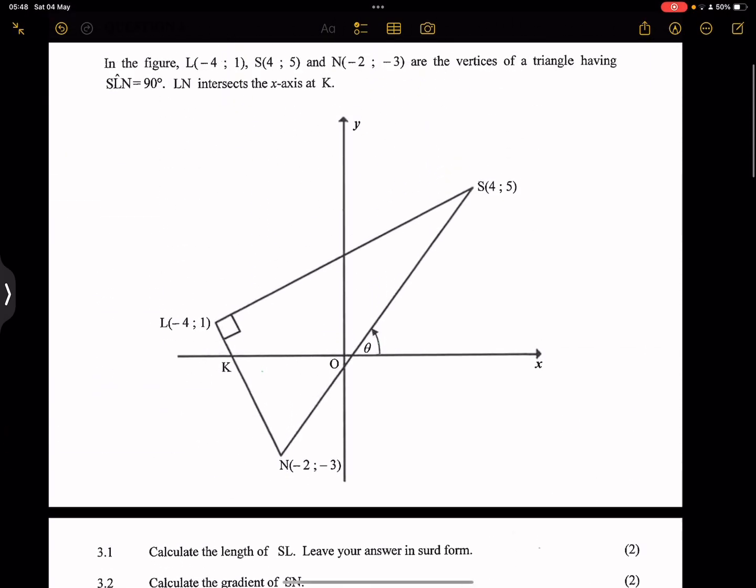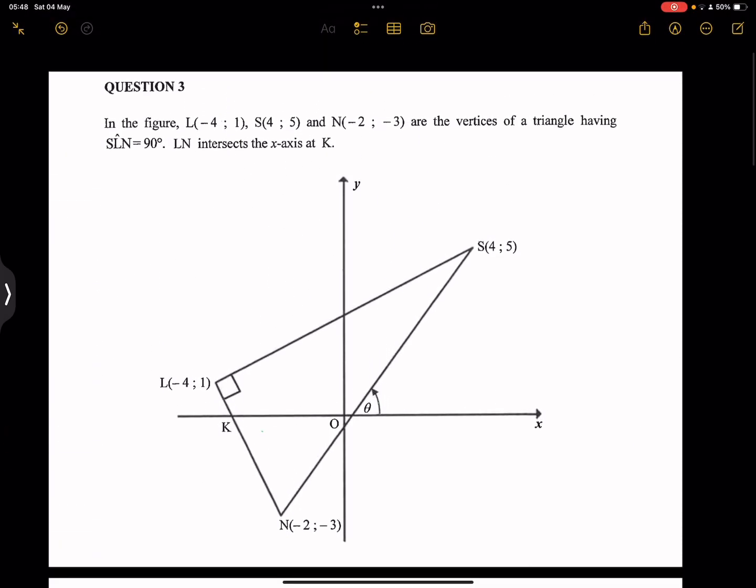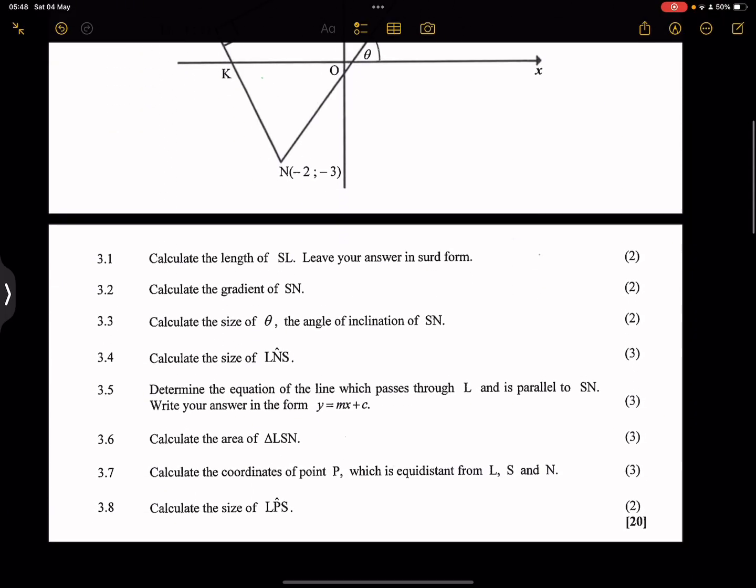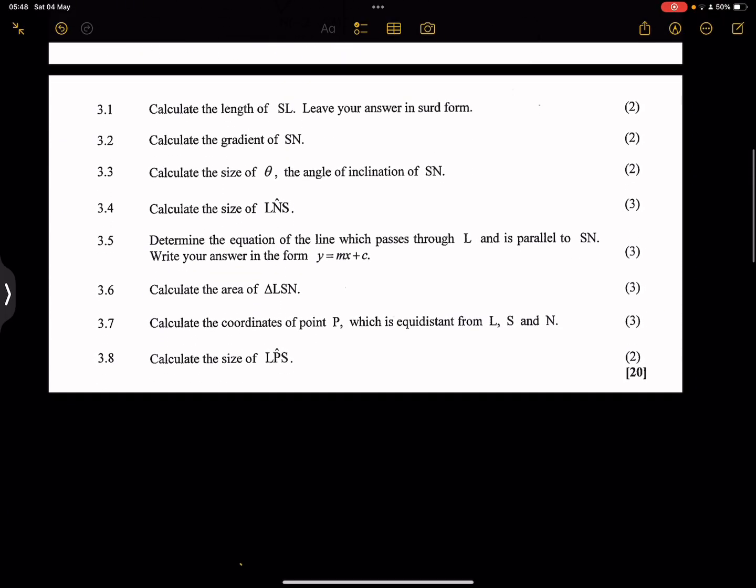So we've got there in the figure L, which is (-4, 1), S (4, 5), and N, which is (-2, -3), are vertices of a triangle having angle SLN equal to 90 degrees. Now they say LN intersects the x-axis at K. Right, so let's go into this question. They say we need to calculate the length of SL.